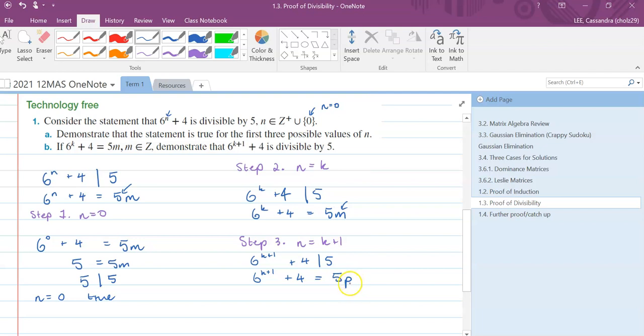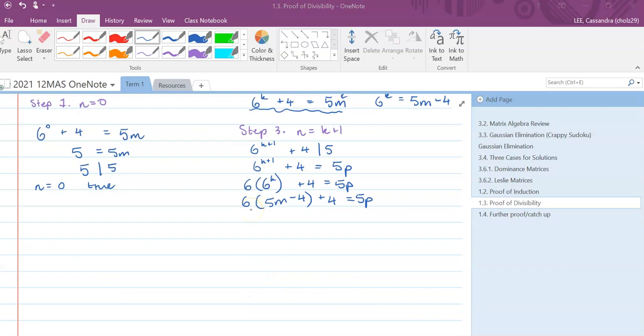So what I'm going to do now is try to substitute some information in here from my previous step. When I have this 6 to the power of k plus 1, that's the same as saying 6 multiplied by 6 to the power of k, plus 4 is equal to 5p. So I'm going to use this information here now. I'm going to rearrange this. So I have 6 to the power of k is equal to 5m take 4. And I'm going to substitute that information into here so that I have 6 times (5m take 4) plus 4 is equal to 5p.